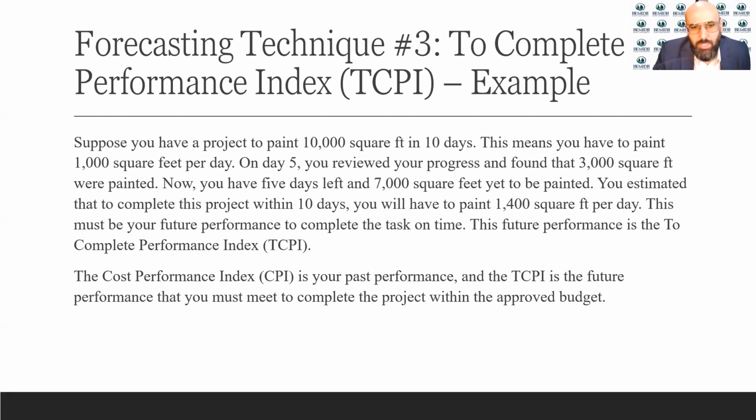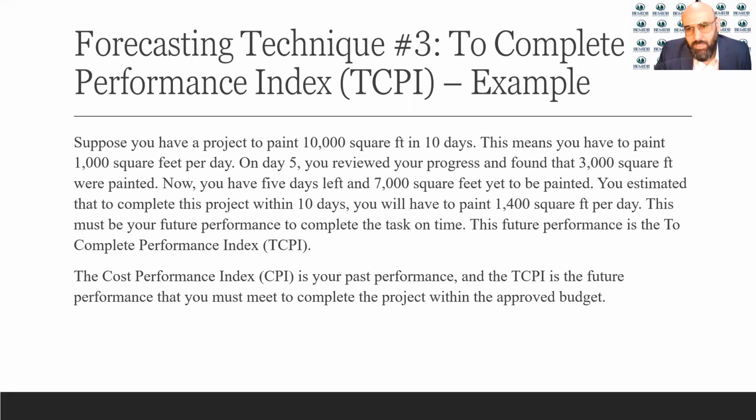Now, how did this number come about? Because you initially planned to paint 1,000. However, you are on day 5 and you found yourself with 7,000 left. Divide that by 5 days, and that will give you about 1,400 square feet per day. So you're adjusting. You use the TCPI to adjust your performance so you can finish on time.